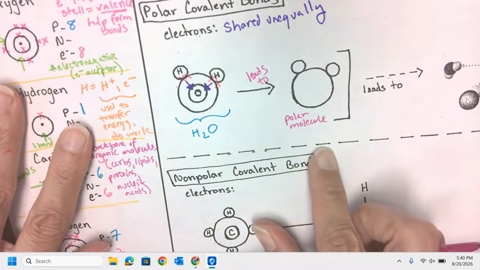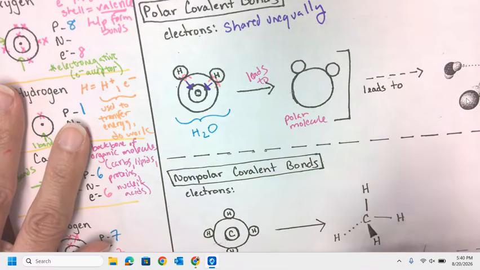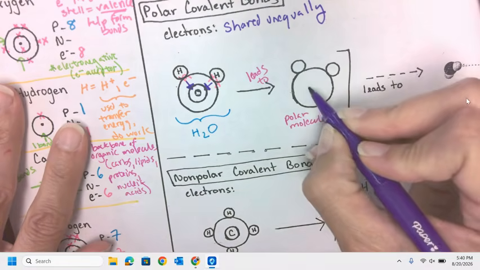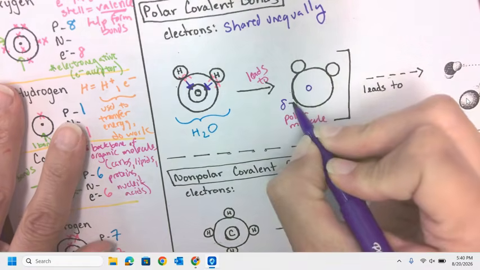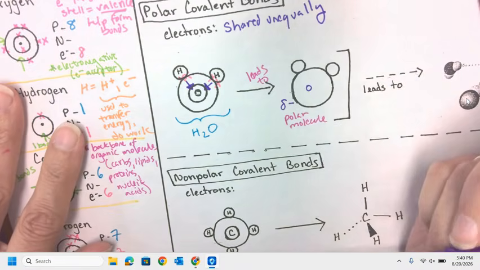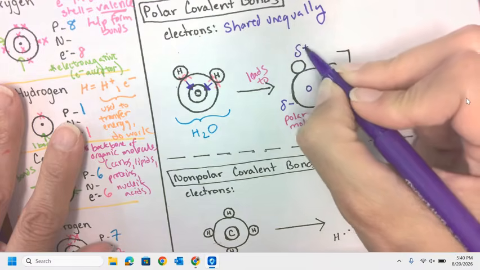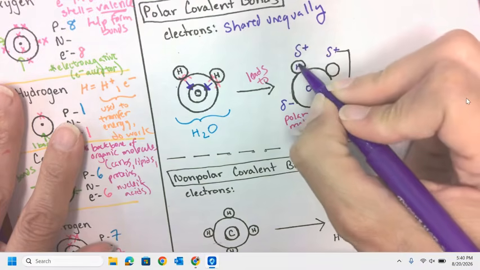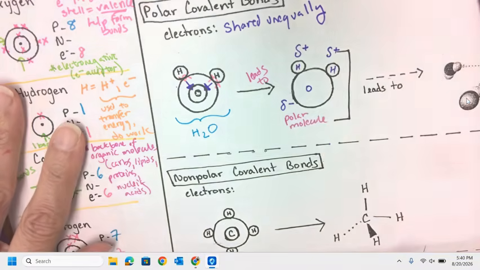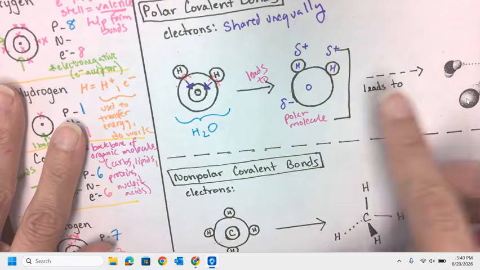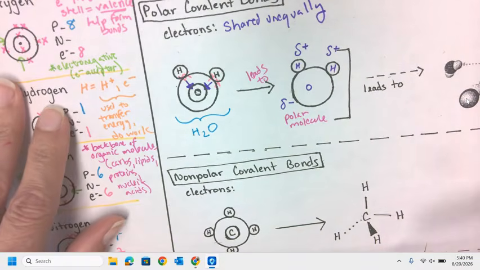A polar molecule is when one side of the molecule has a slightly negative charge, and in this case, the oxygen has a slightly negative charge because the electrons spend more time with the oxygen, and another side of the molecule has a slightly positive charge, which in this case is the hydrogen. This leads to what we refer to as hydrogen bonding.